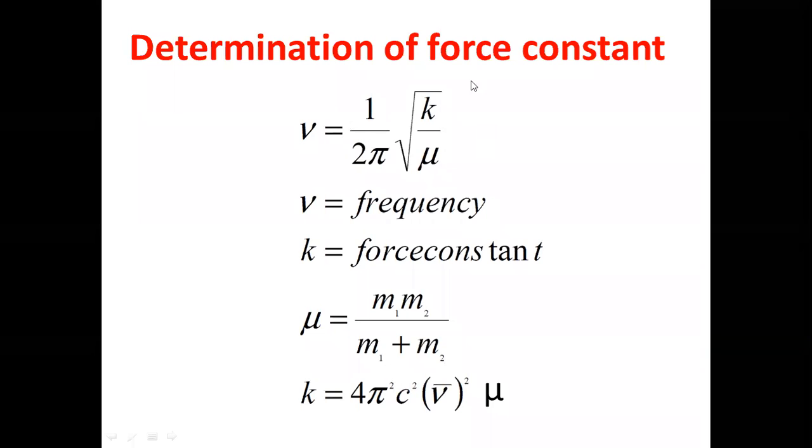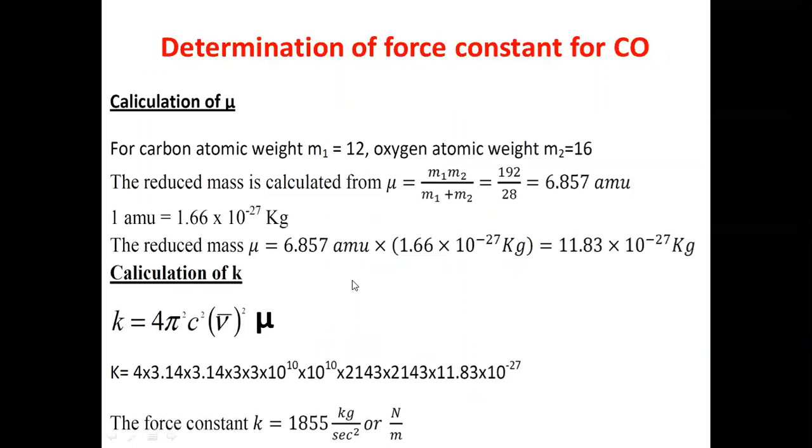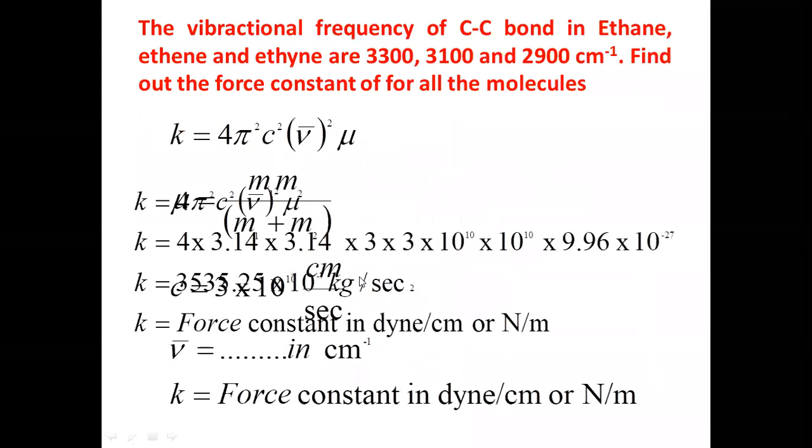We already have the simple formula, nu bar is equal to 1 by 2 pi square root of k by mu. There is a difference between frequency and wave number. Just keep in mind that here it is not nu, it is nu bar. We have written it exactly at this point.